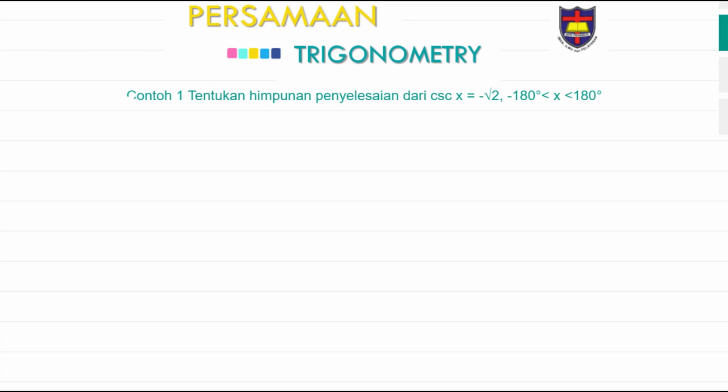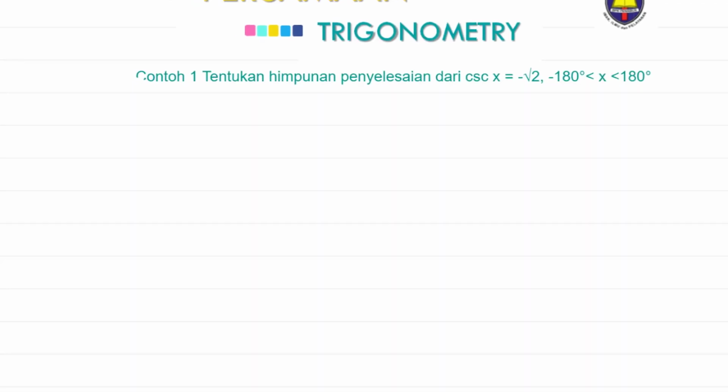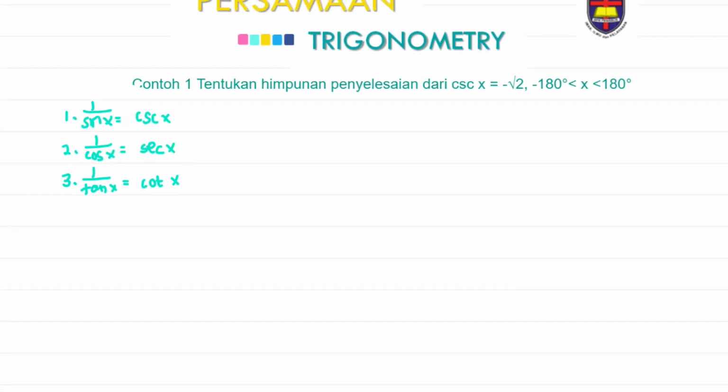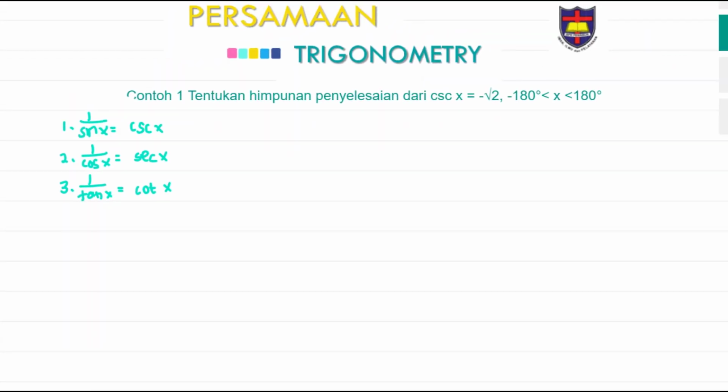Let's start. Here, we will first recall the reciprocal relations that we have, since we will convert everything into a simple equation of sine x, cos x, and tangent x. So first, we have 1 over sine x, which is cosecant x, 1 over cos x, which is secant x, and 1 over tangent x, which is cotangent x. From these three, we will choose and convert any reciprocal relation into sine, cos, or tangent.